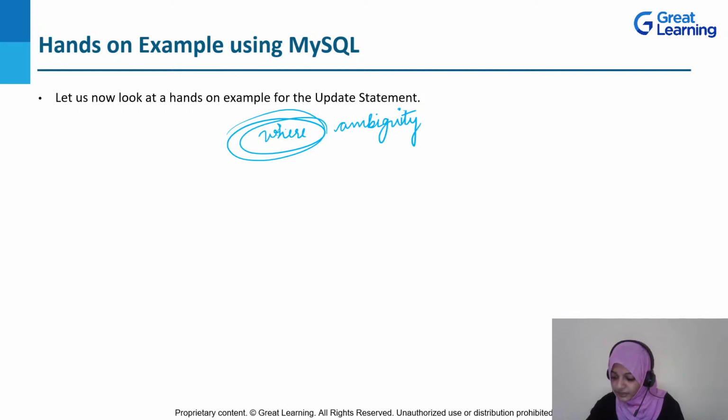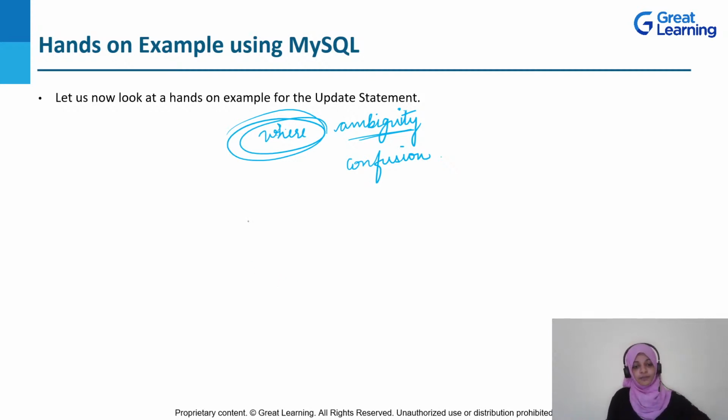I don't really have any answers about ambiguity here. All right, let's wait for a couple of responses. Yes, that's great. So ambiguity is confusion. Now, what does this confusion mean? Why am I saying that the where condition should not have any confusion?